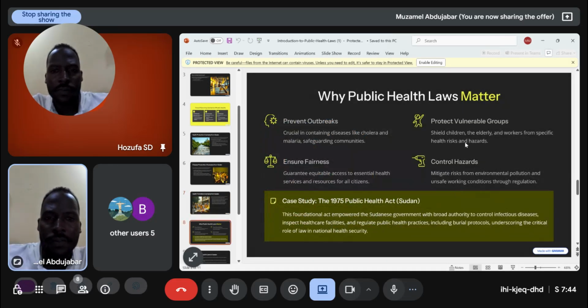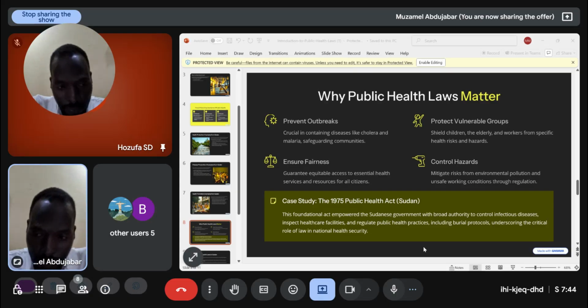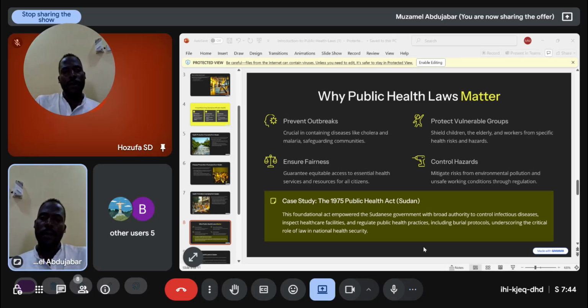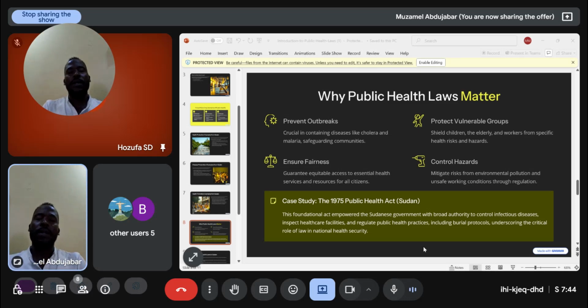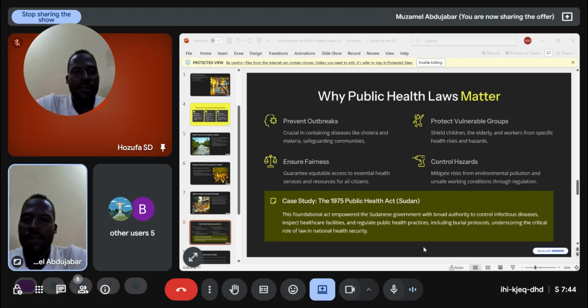Now let us go to why public health law is important. This is the question. To answer this question, it's very important. Public health law helps us to prevent outbreaks, like when the authorities request that we follow the measures or precautions against the breakdown of the disease.